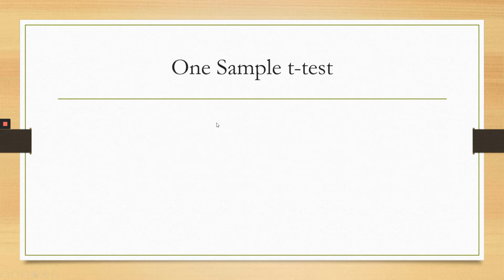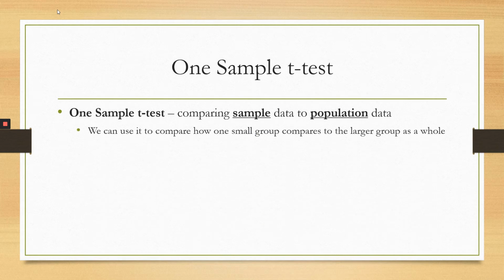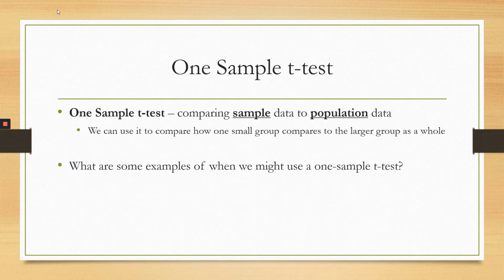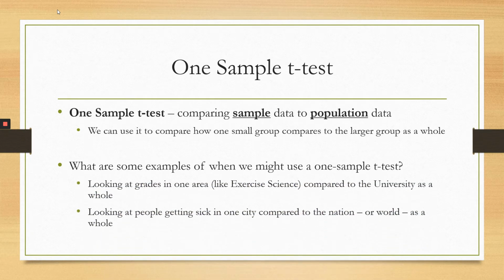And just as a quick review, we talked about these three different types of t-tests. This one sample t-test is where you're comparing sample data to a population, and we could compare one small group to a large group as a whole. Some examples of that, like looking at grades in one area, like exercise science compared to the university, or looking at people getting sick in one city compared to our country or the world as a whole. Those are examples of one sample t-test, but I'm not going to really ask you to deal with that a lot this semester.